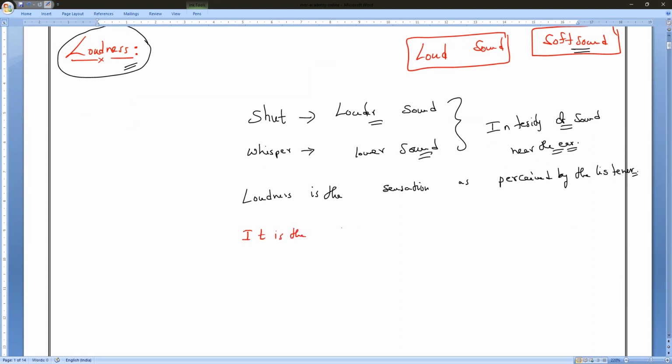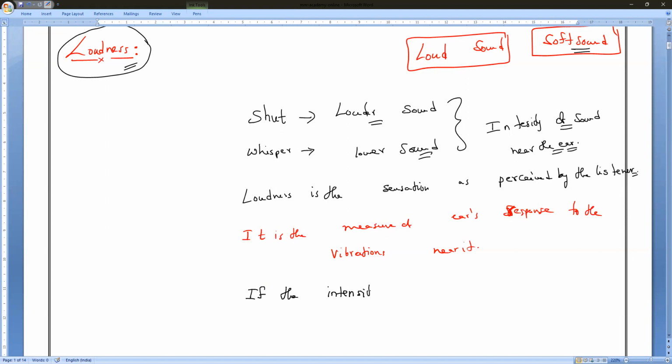It is the measure of the ear's response to the vibrations near to it. That is what we call loudness. If the sound near the ear is high, the loudness is also more. More sound near to your ear means the loudness is high.